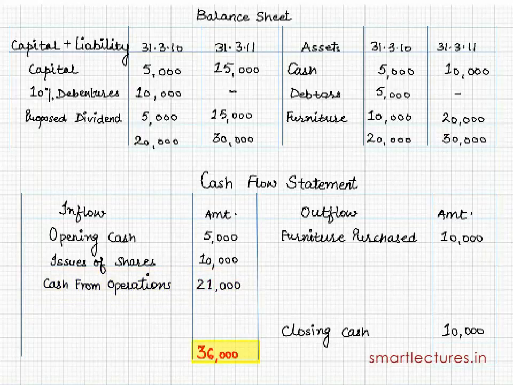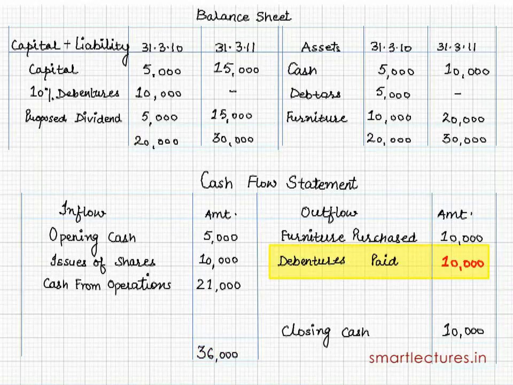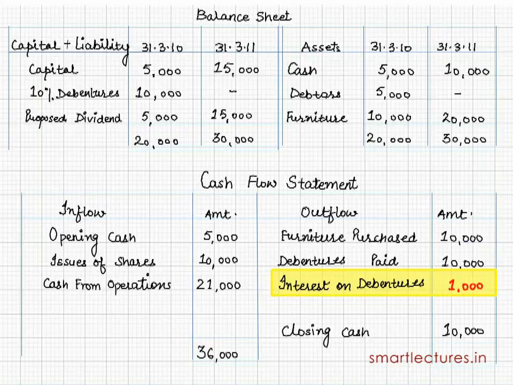Then debentures. Previously it was 10,000. Now it is 0. It means the company has paid back the money to the debenture holders. So debentures paid rupees 10,000. Moreover, the company has paid rupees 1,000 as interest. This transaction is a financing transaction and it will be shown on the outflow side. So interest on debentures rupees 1,000.